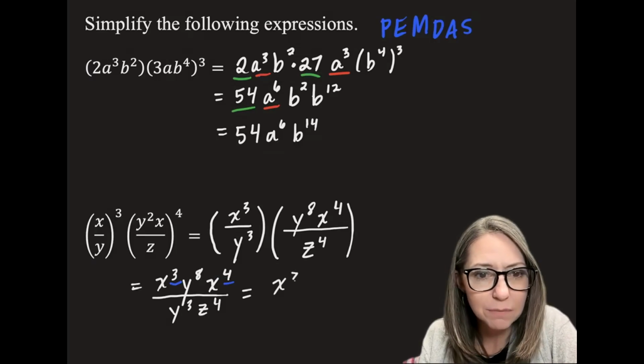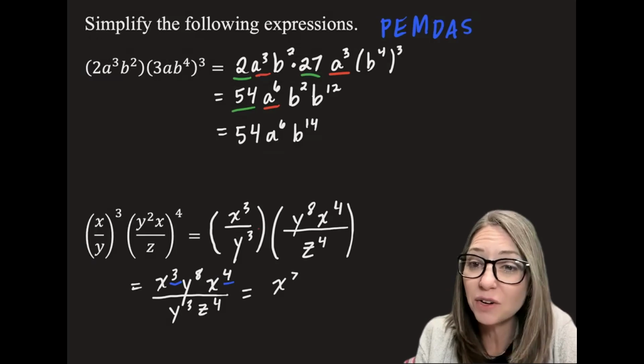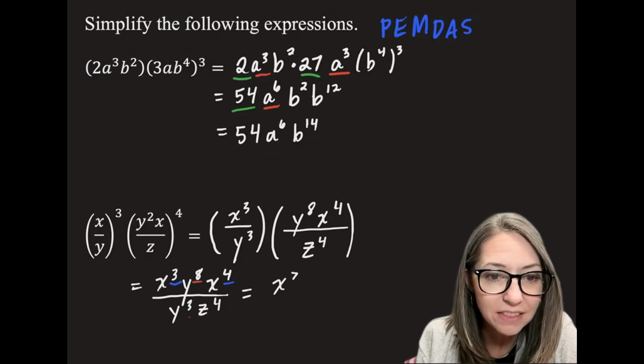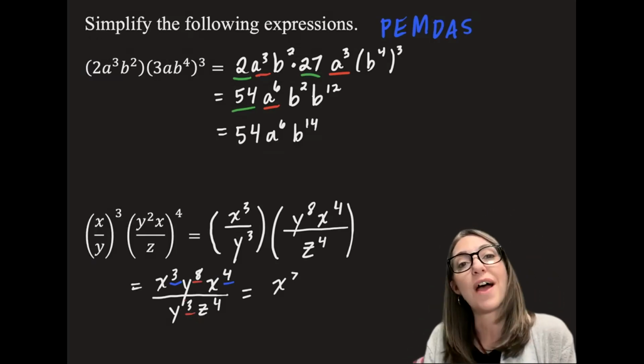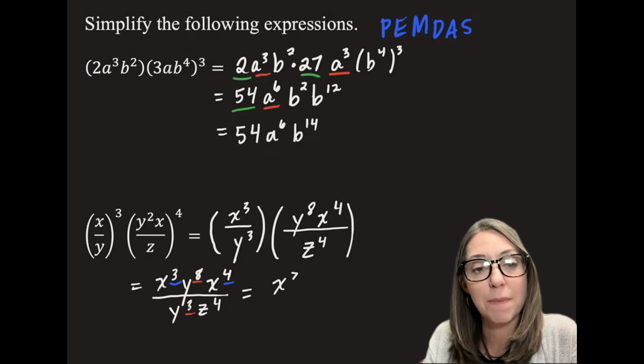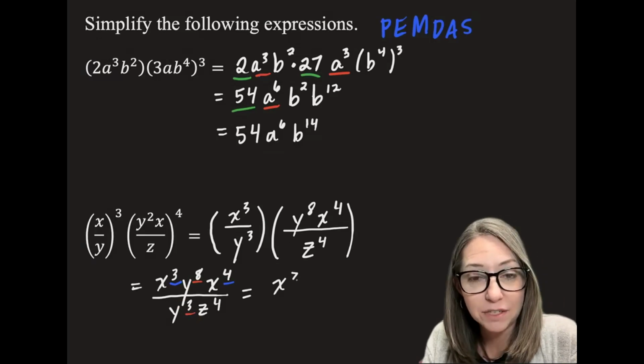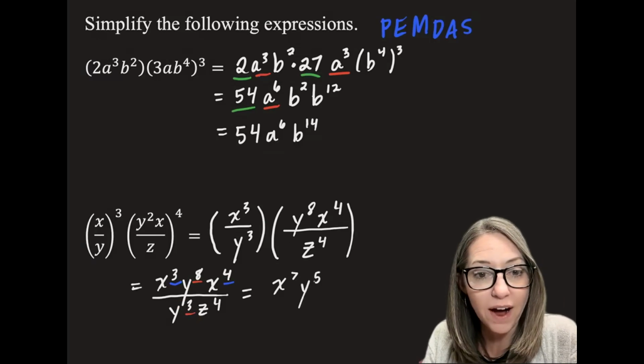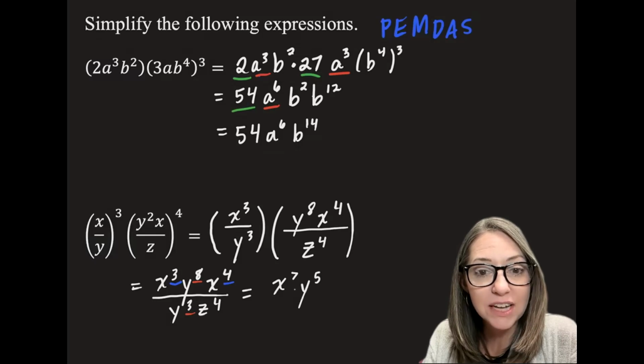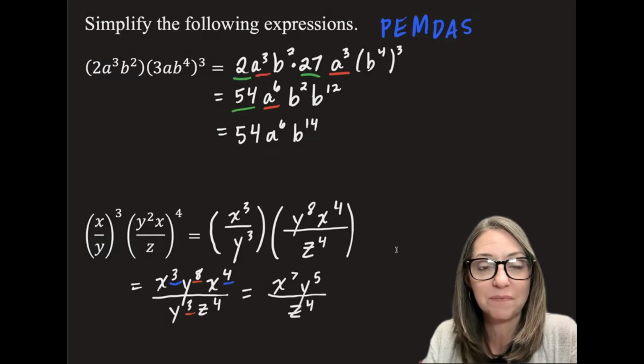And then times, well, next will be y to the 8th, but we can go ahead and simplify that. We have y to the 8th over y cubed. So we would subtract the numerator's exponent minus the denominator's. 8 minus 3 is 5, so that is y to the 5th. And there are no z's in the numerator, so that will stay over z to the 4th.